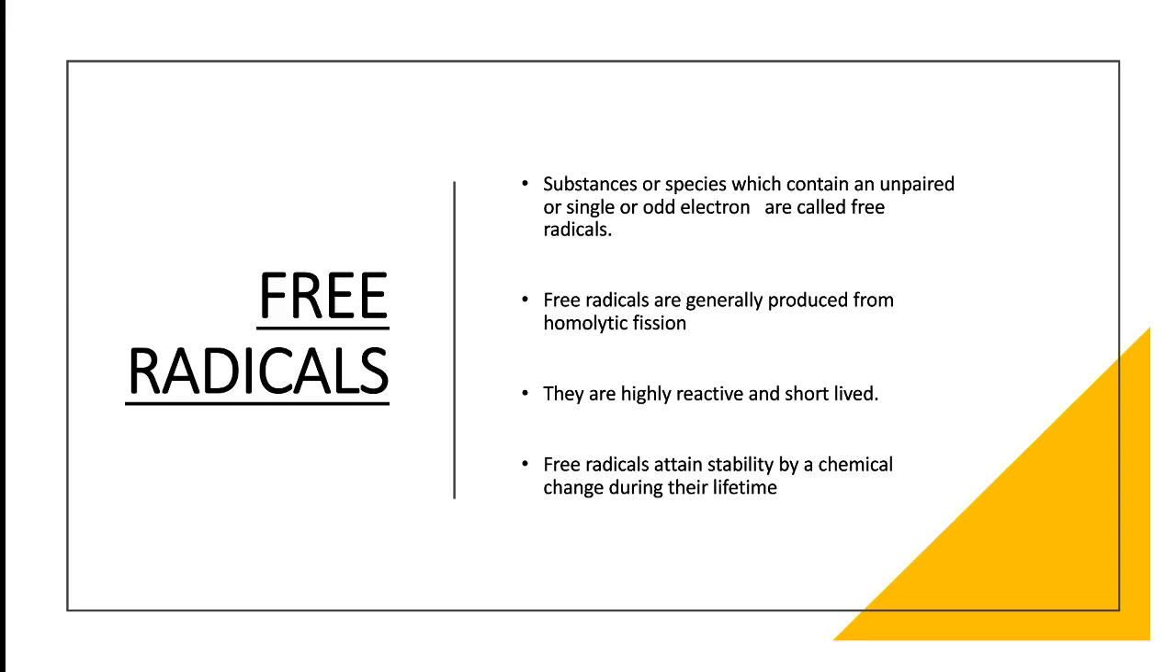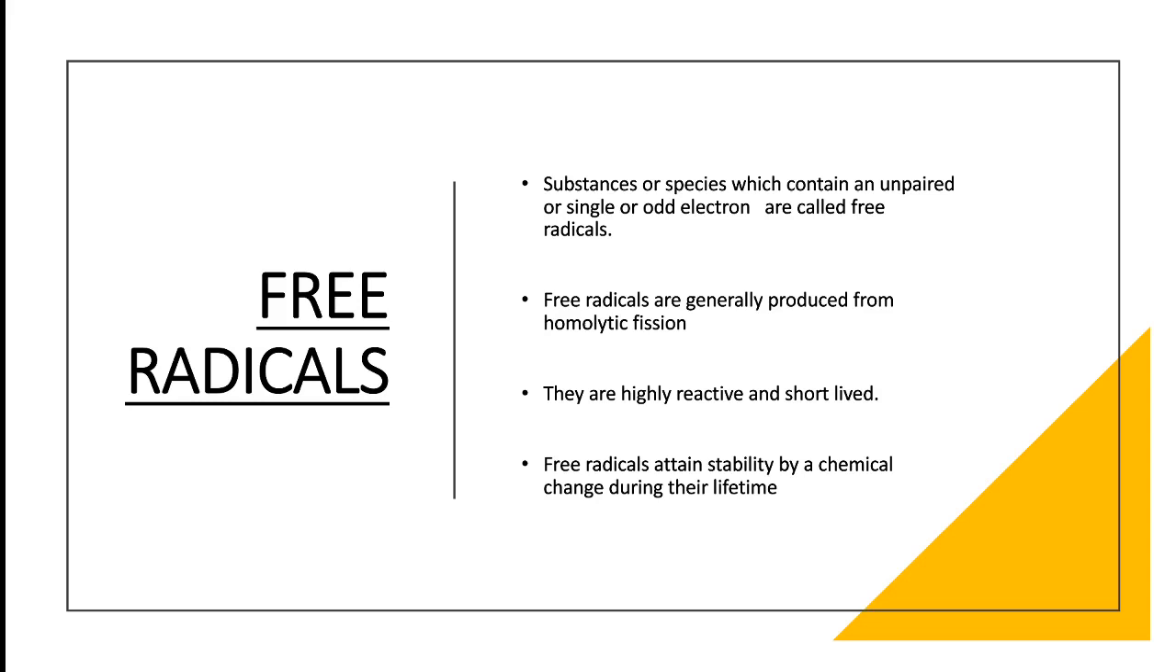Now, generally, free radicals are produced by homolytic fission. We said, what is homolytic fission? Homolytic fission is nothing but the symmetrical breaking up of a covalent bond in which the bond pair of electrons goes with both the atoms involved in the bond formation. That is, if we consider a molecule A-A, both the A atoms get one electron each during the fission. Then we get the free radicals that we have discussed yesterday.